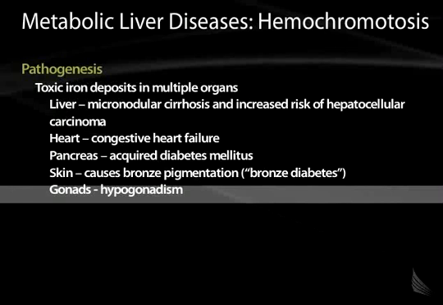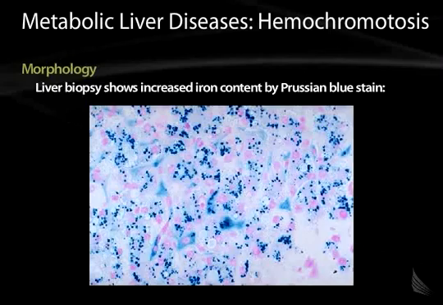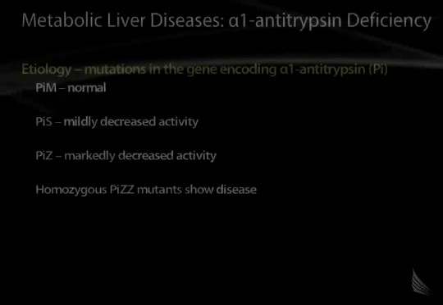Remember, the cirrhosis is a significant risk factor for hepatocellular carcinoma. Here you see a pathologic slide showing the increase in tissue iron. Notice all the bright blue spots.